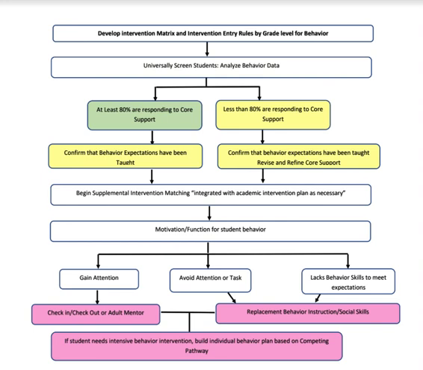If we have less than 80% of our students meeting the threshold of 2 or fewer office discipline referrals, we want to confirm behavior expectations are being taught and refine and revise our core support to provide systems and professional development to define how, when, and who should teach and reinforce expectations in our classrooms as we start matching students to supplemental interventions in the area of behavior.